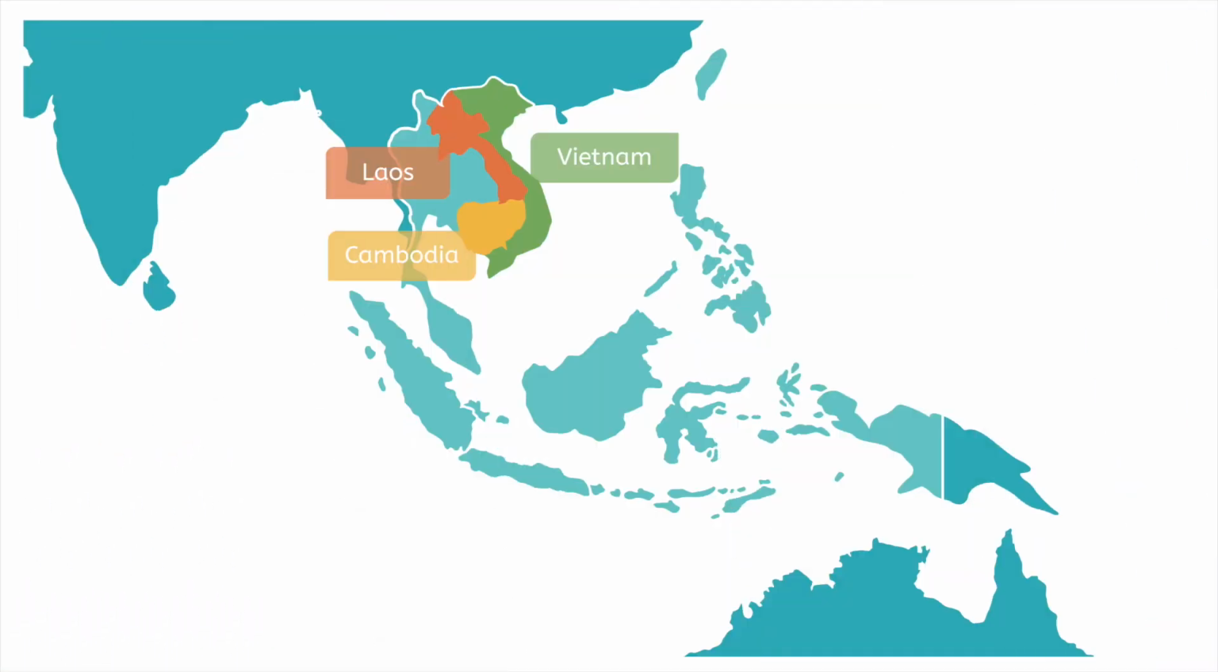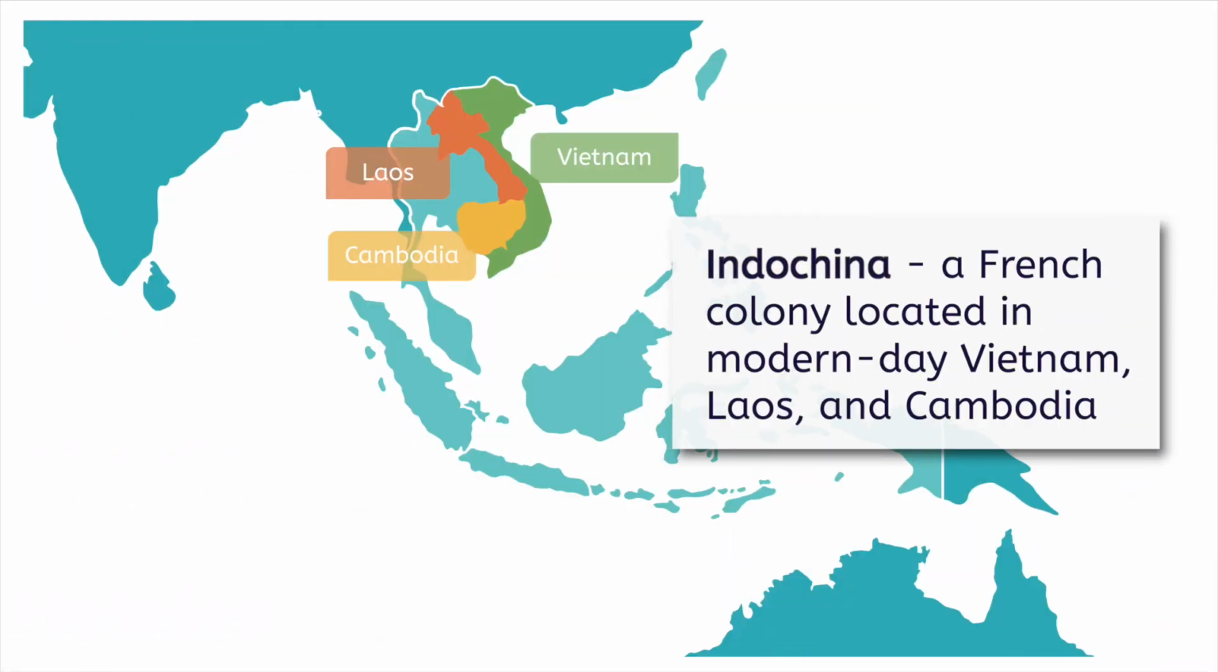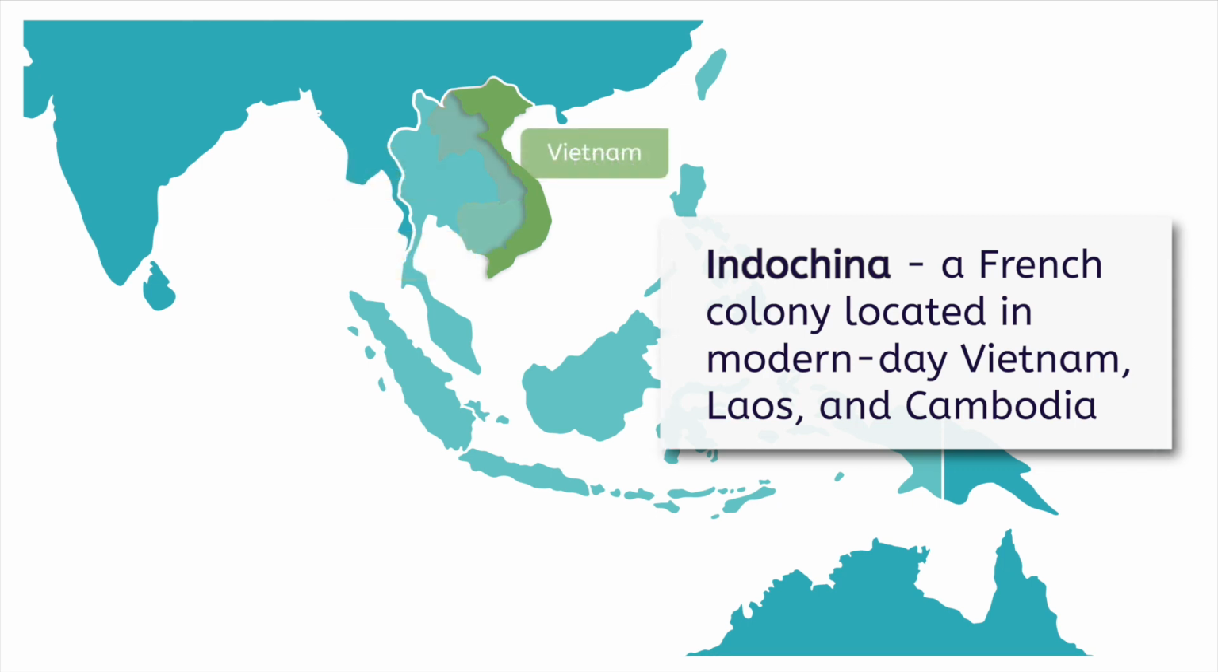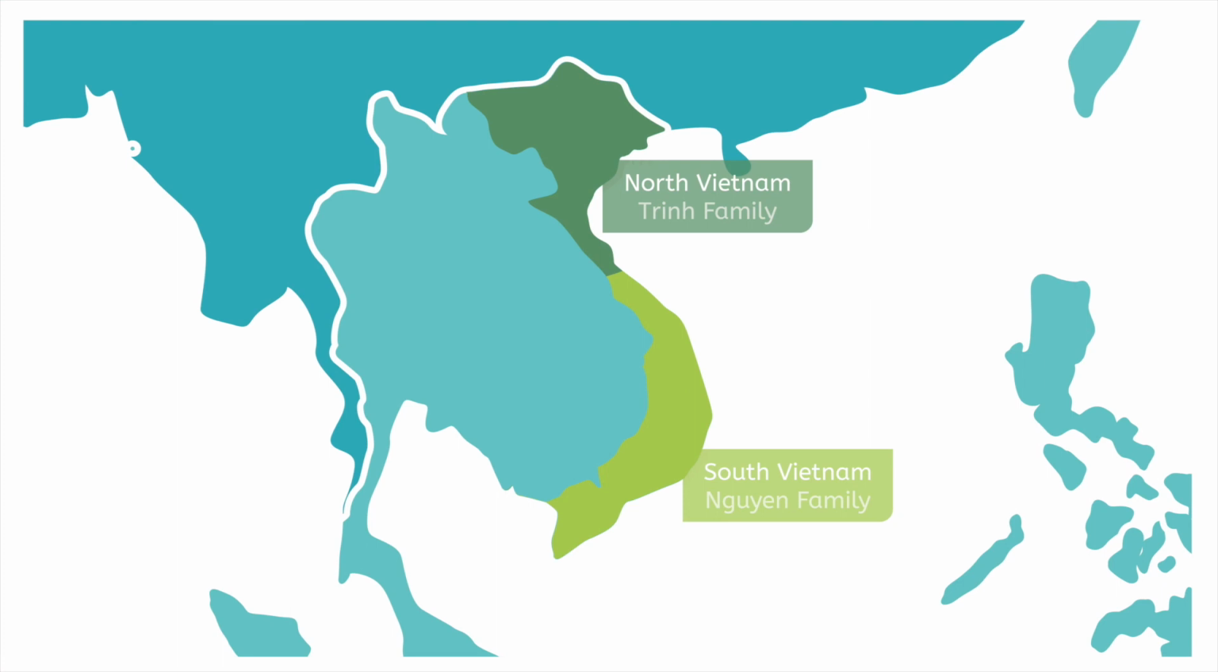Like the Dutch, the French established the colony of Indochina, located in what is now Vietnam, Laos, and Cambodia. The creation of French Indochina started in Vietnam. When the French first arrived, Vietnam was divided into two rival kingdoms: the north, which was dominated by the Trinh family, and the south, which was ruled by the Nguyen family. Neither were interested in trade relations with Europe.